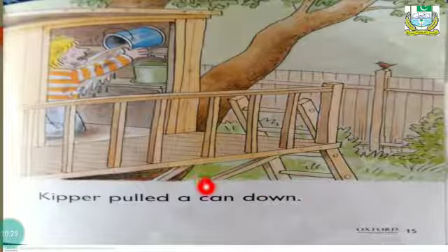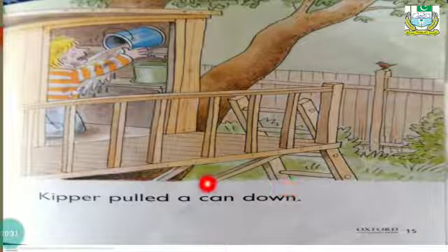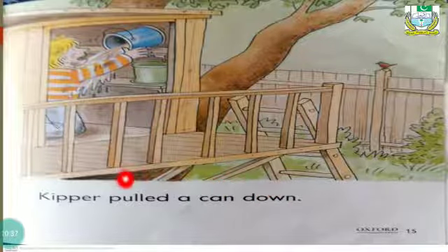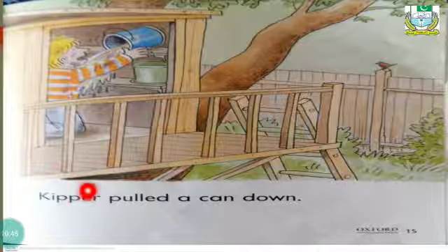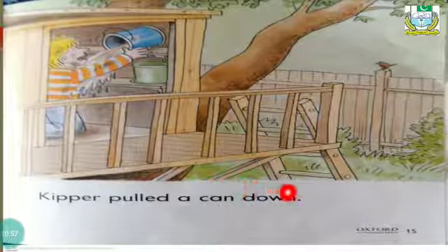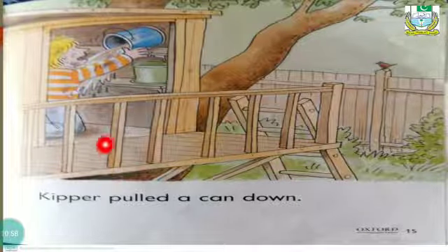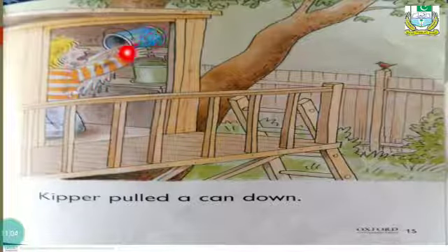And you can highlight can and down. Highlight can and down. And circle pulled. Pulled is a verb. Okay, you can highlight Kipper as well over here. Highlight Kipper, can, and down as well. And circle the verb pulled. And what we can see in the picture over here, Kipper pulled a can down.